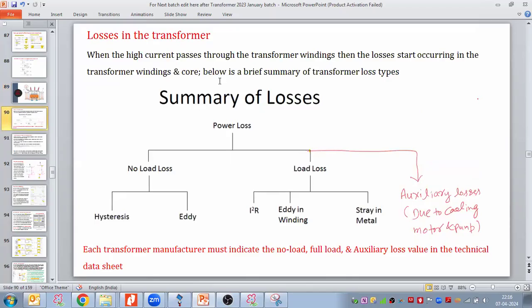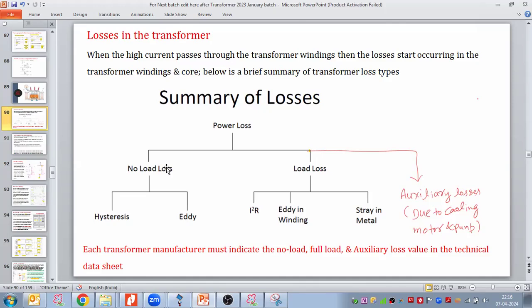Why are losses occurring? When high current passes through the transformer winding, losses start occurring in the winding, because the winding has some impedance and current is flowing, so I square R losses occur in the winding and core as well. Below is a brief summary of the transformer loss types. There are three types of losses in the transformer: one is no load losses, second is load losses, third is auxiliary losses.